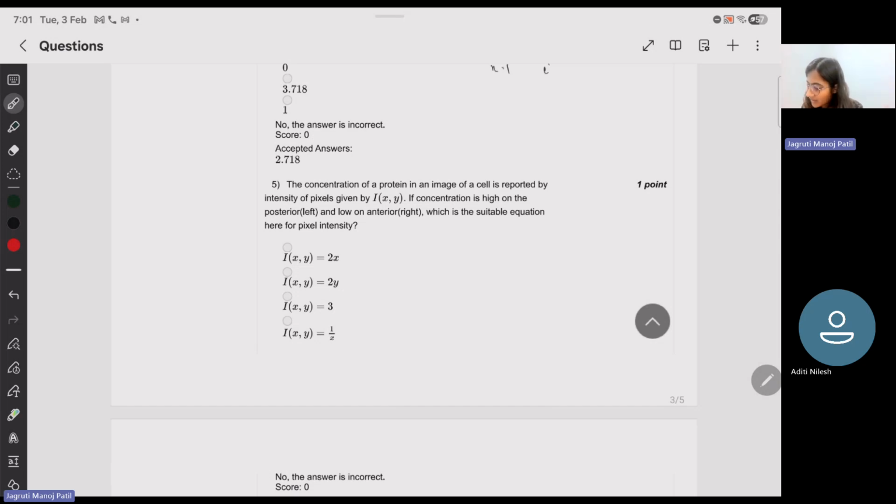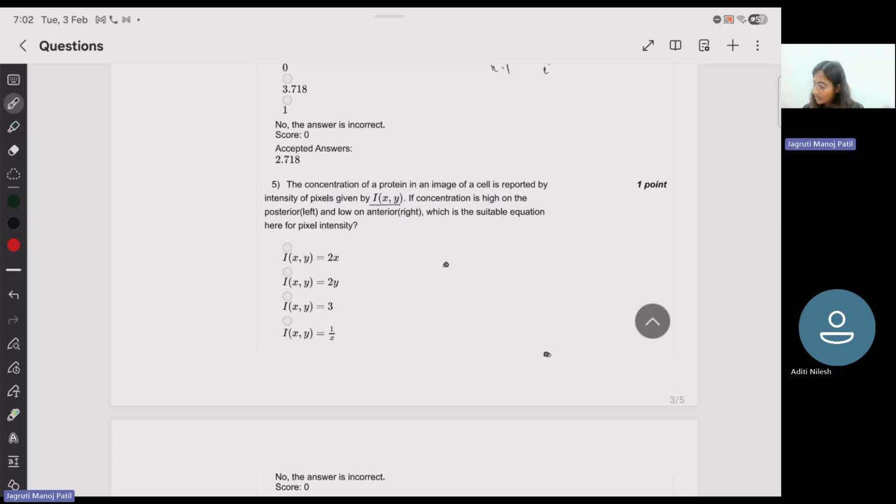Then next one: the concentration of a protein in an image of a cell is reported by intensity of pixels given by this. If it is high on the posterior left and low on the anterior right, so posterior left and then anterior right, it is higher and low there. So it's the other way around. Higher on the posterior left and lower on the anterior right, something like this. What is the suitable equation here for pixel intensity?